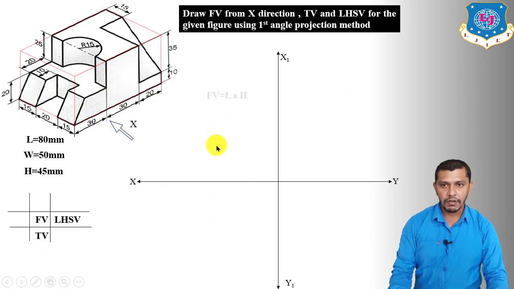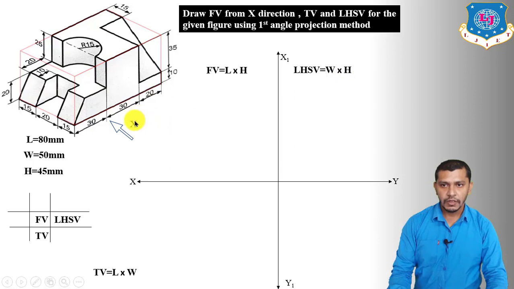So in the second quadrant we have to draw the front view, and the front view will show the length and height of the object. Below the front view we will draw the top view, and the top view will show the length and width of the object. And on the right hand side of the front view we will draw the left hand side view. So in this quadrant we will draw the left hand side view, and the left hand side view will show the width and height of the object.